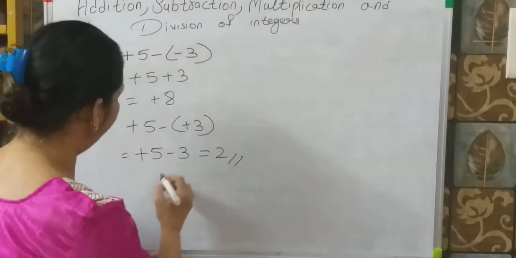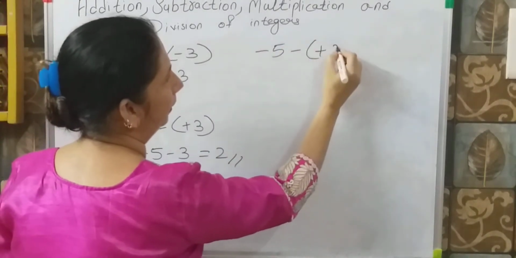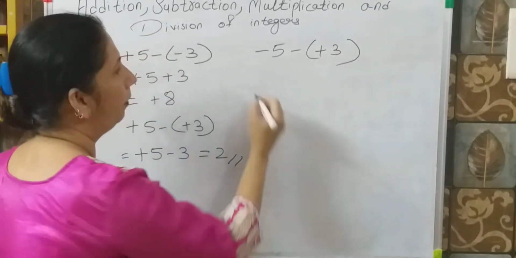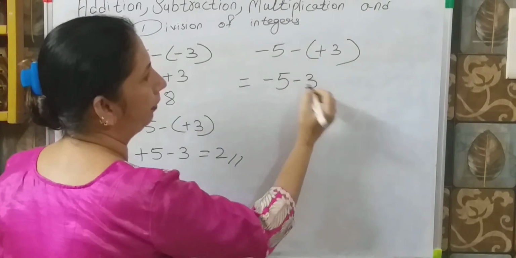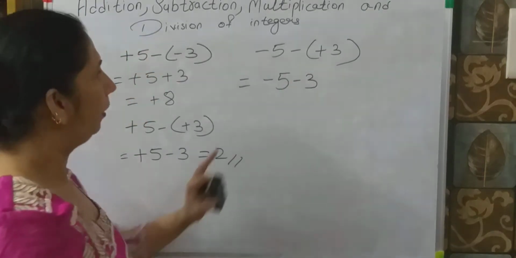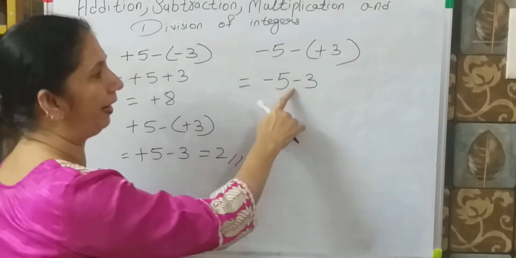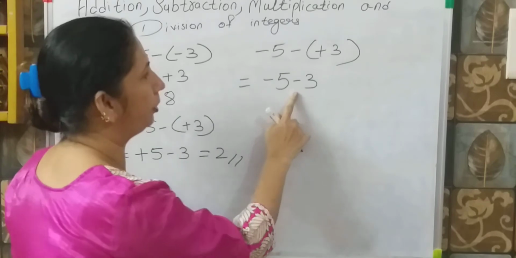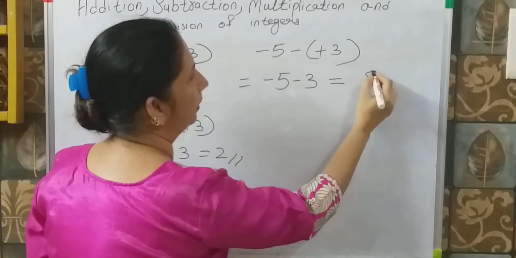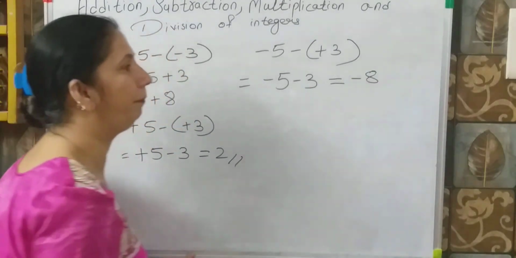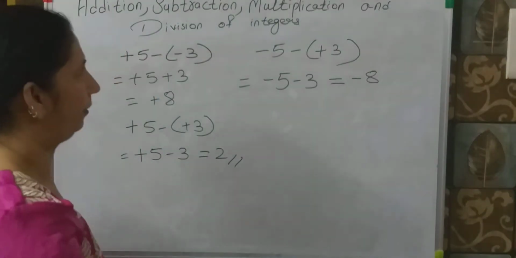Suppose I have minus 5 minus plus 3. Now minus 5. Now again negative positive will convert into negative. It will become minus 3. Now I am saying that whenever we get two negative signs, we do the addition but we put a negative sign in our answer. So 5 plus 3 is 8 but two negative signs will become minus 8. So we got the answer minus 8.